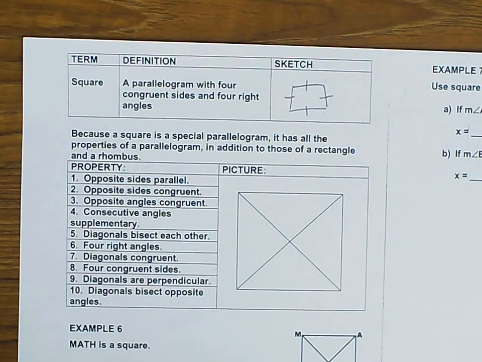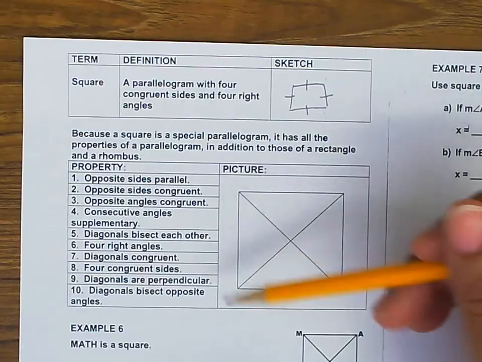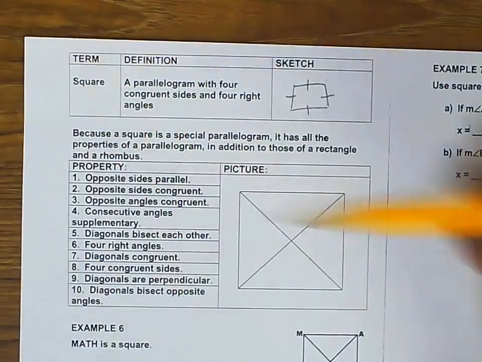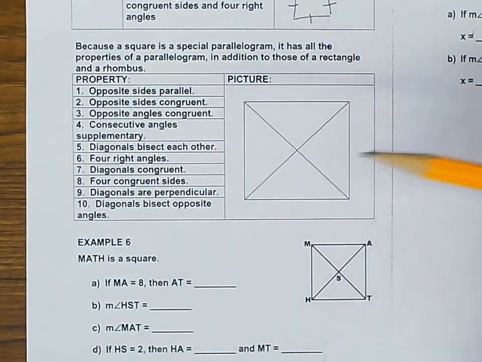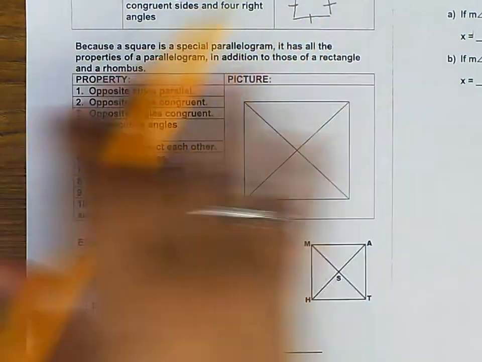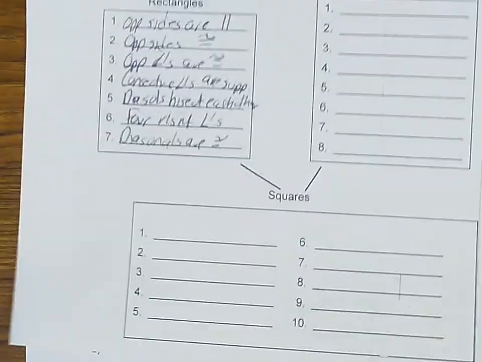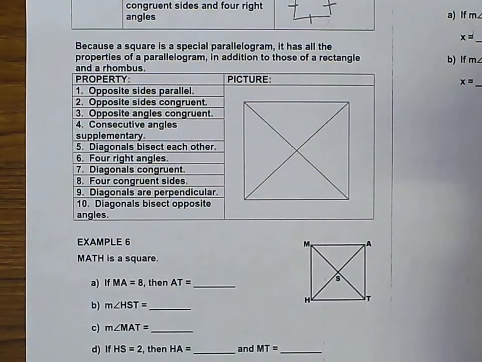All right, and then let's just read right here what it says. It says, because a square is a special parallelogram, it has all the properties of a parallelogram, in addition to those of a rectangle and a rhombus. So that's why it has so many properties. Again, you want to transfer this onto your property paper at the end. I'm just going to go through here and read them. You guys do need to have these properties. Now, if you are writing by hand, you don't need to write these out each time per note if you're transferring them onto here. If not, then yes, you have to copy this directly into your journal.